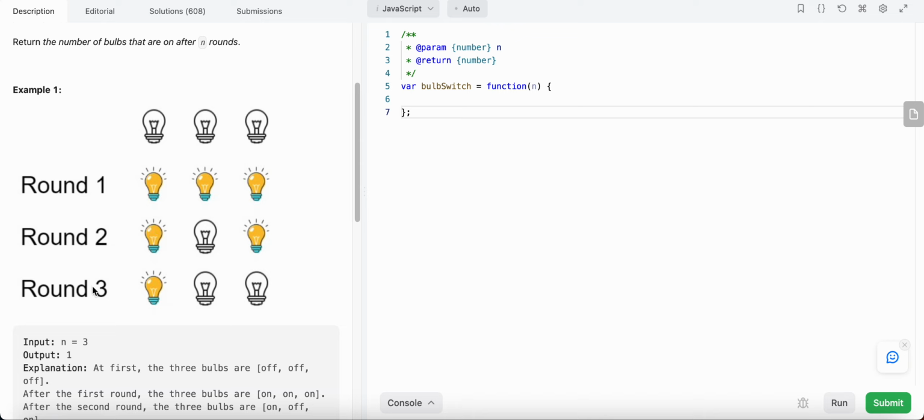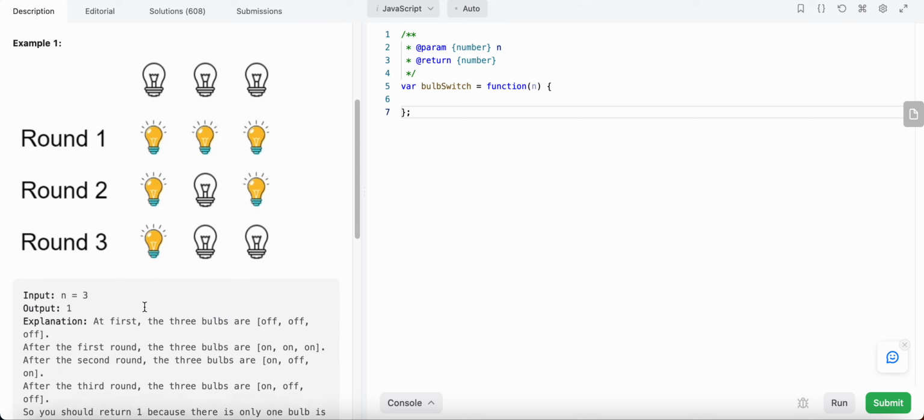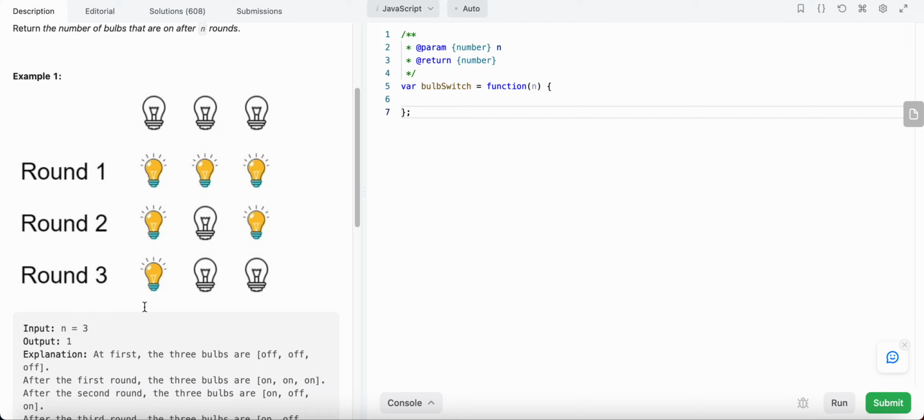In the third round we toggle the third bulb. The third bulb is this one, which was on in the second round, so we turn it off. Since we had three bulbs and did all three rounds, after those three rounds the number of bulbs that are turned on is 1. So that is our output, and this is the example for this problem.